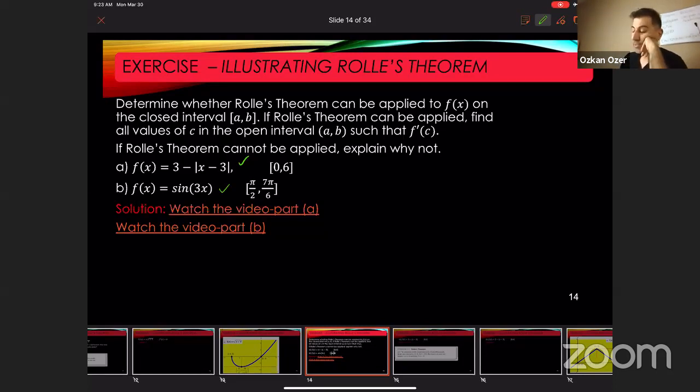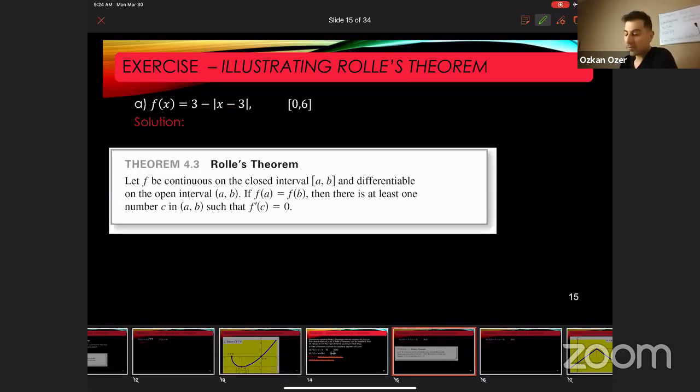So in the question statement, it says determine if Rolle's theorem can be applied to the given function on the closed interval. If it's applied, then find all values of c in the open interval AB such that f prime of c equals 0. If Rolle's theorem cannot be applied, explain why not. I'll give you 30 seconds to think about this problem, especially for the first case. Let me just open this up for you. So you have the absolute value function defined, 3 minus the absolute value of x minus 3.